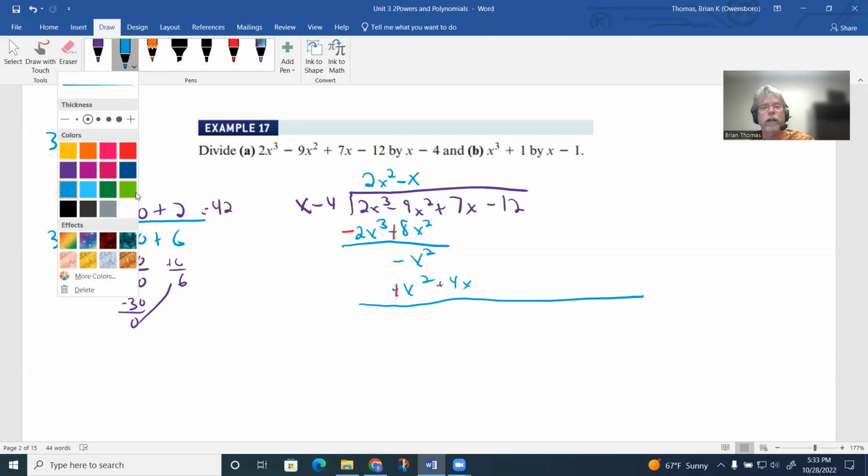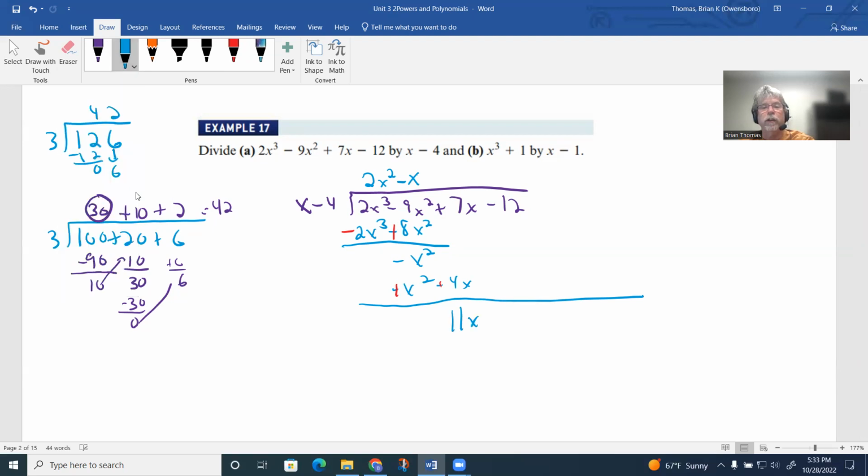So the negative x squared and the positive x squared are going to zero out. So I have to remember there's a 7x plus this 4x gives me 11x, and then the negative 12. I'm going to just bring this all down so I don't forget about it.